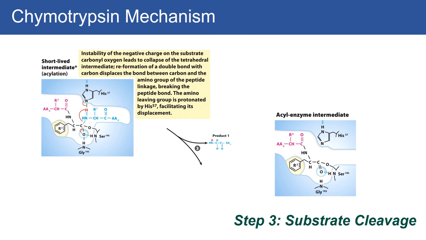From there, we get substrate cleavage based on that stabilization. The instability of the negative charge on that substrate leads to the collapse of that tetrahedral intermediate, and we get a reformation of a double bond between the carbon and the amino group on the peptide linkage. So basically, effectively breaking that peptide bond. It does leave some intermediates in there. The amino leaving group is protonated by the histidine 57, and that facilitates its displacement. Right now we're in an intermediate step, but we've basically cleaved the substrate off.